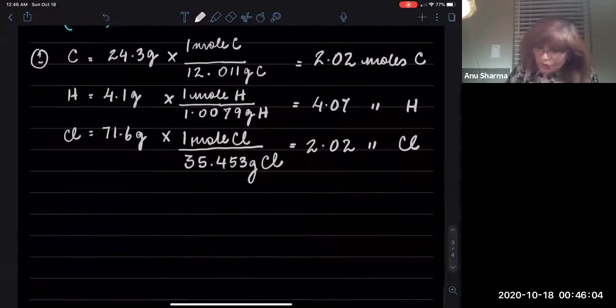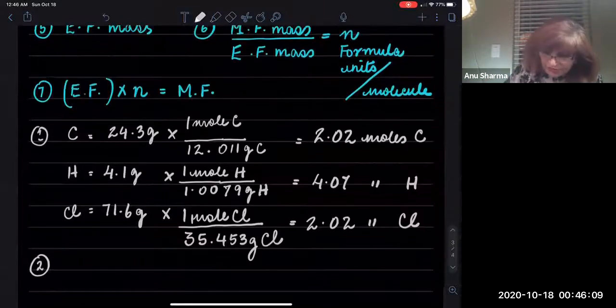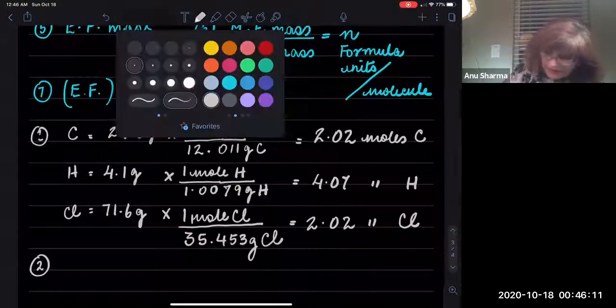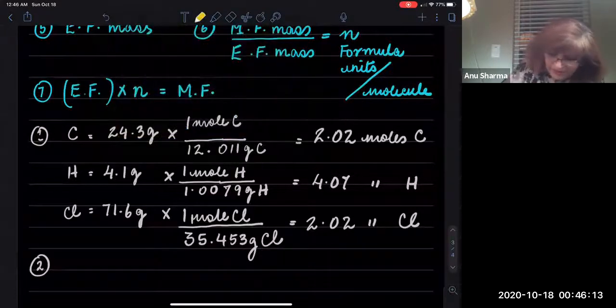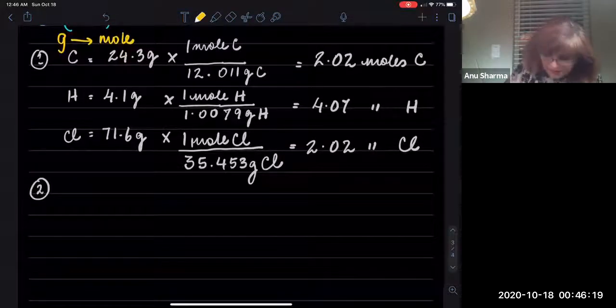Now you have the moles. Let me write this down here again, that this is the grams to mole conversion. Next step is the mole to mole ratio.